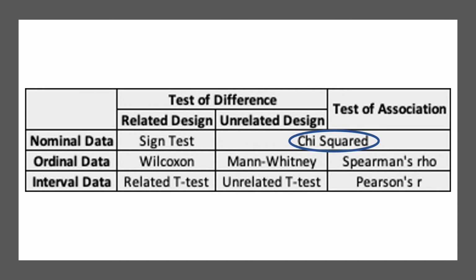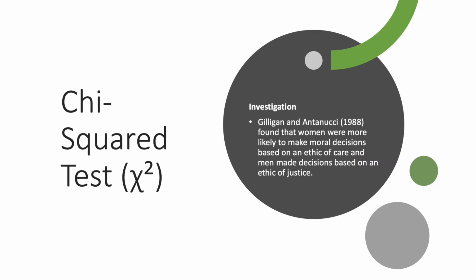And these data, if we're testing for difference, are unrelated. In other words, no person or item can appear in more than one of the cells. So it's only done when it's an independent groups design. The investigation we're going to look at today for our chi-squared is from Gilligan and Antonucci, who found that women were more likely to make moral decisions based on an ethic of care and men made decisions based on an ethic of justice. So step one in a chi-squared test is again to state the hypotheses.